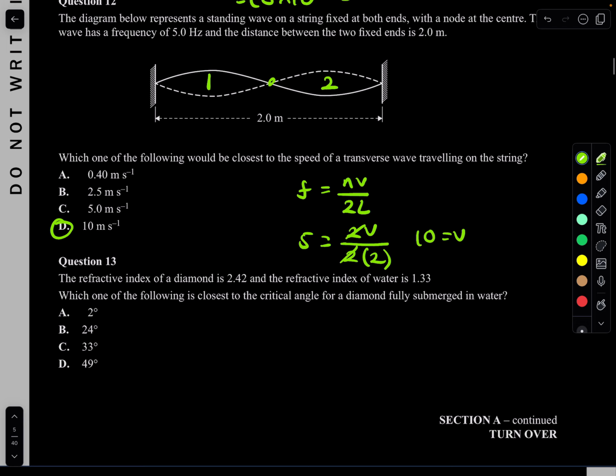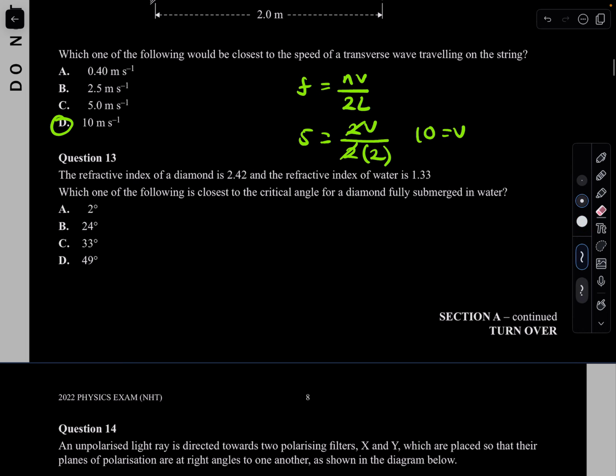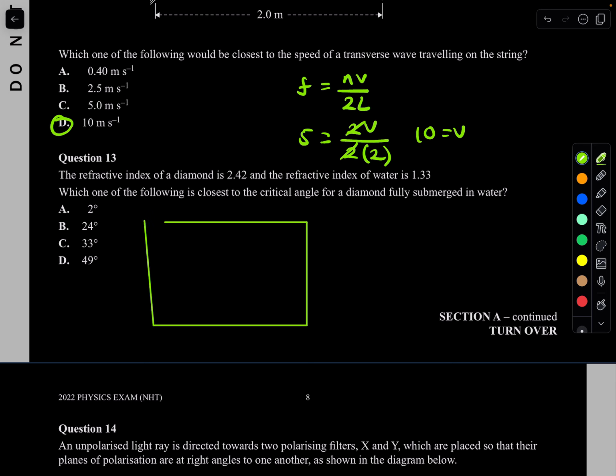Easy. Question 13. The refractive index of a diamond is 2.42 and the refractive index of water is 1.33. Which of the following is the closest to the critical angle for a diamond fully submerged in water? Let's have a look. If we drew some water here, imagine this whole thing is filled with water, and you have a diamond. Something like a diamond. Yeah, this is your diamond.